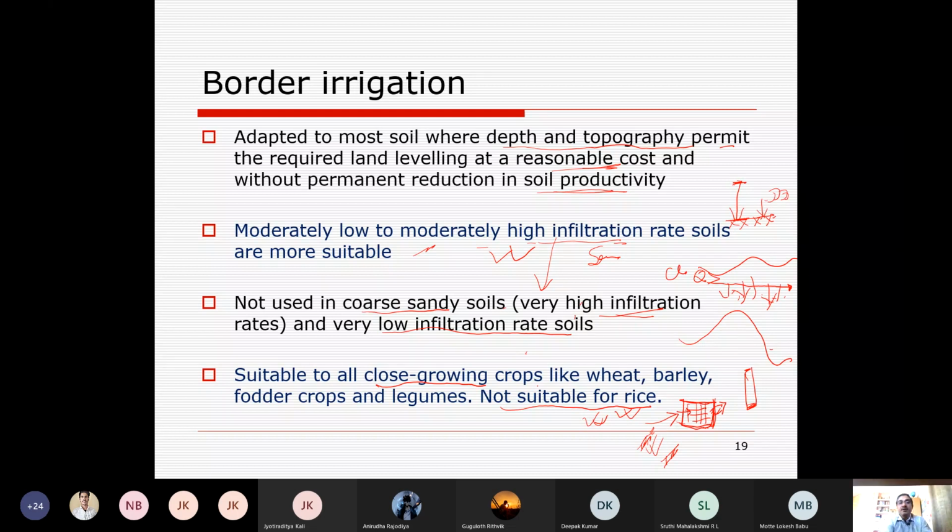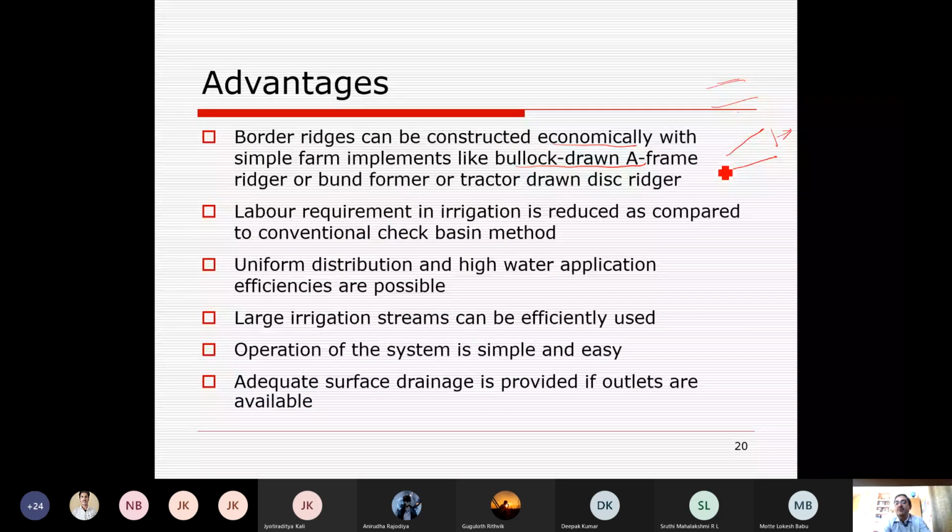What are the advantages of border irrigation? Ridges can be constructed economically, means once we are preparing the land by plowing, we can construct them economically. The farmer uses a bullock drawn A-frame. It is drawn by the bullock in this way, and automatically it is taking soil and making a kind of small ridge there. An A-frame ridger or bund former, or tractor drawn disc ridger, where we have two discs, simply puts the soil in the form of a small ridge.